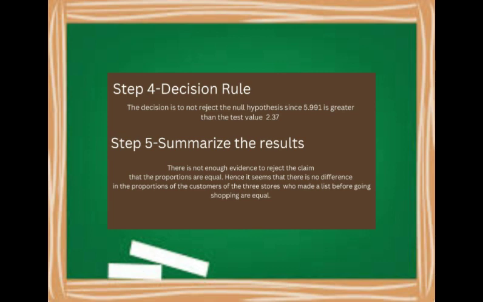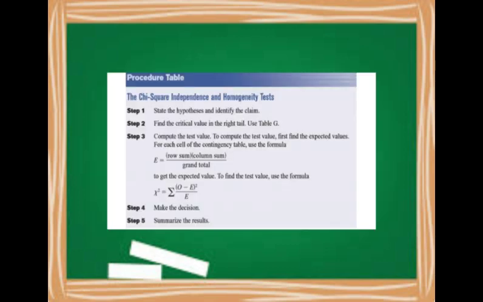After we decide, we can summarize the result, which states that there is not enough evidence to reject the claim that the proportions are equal. Hence, it seems that there is no difference in the proportions of the customers who made a list before going shopping in the 3 stores. Here's the overview illustration of the steps in the chi-square test of independence and the test for homogeneity of proportions.